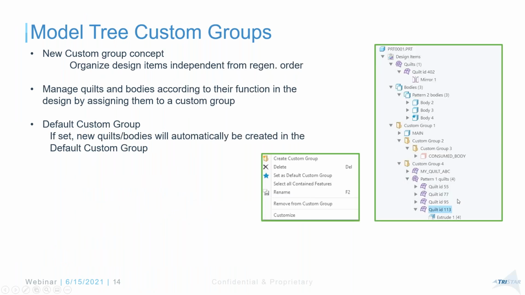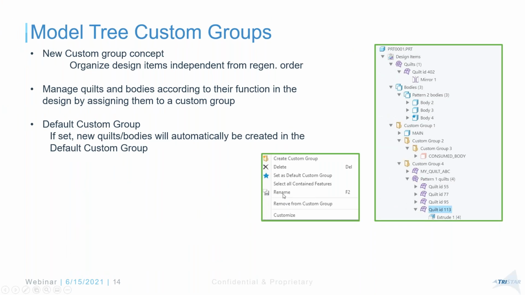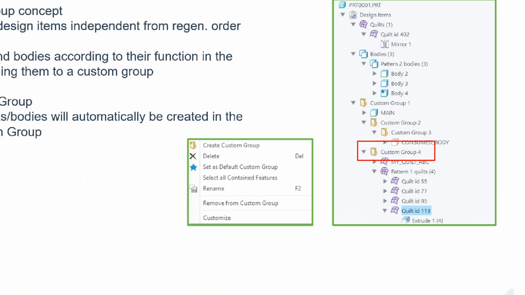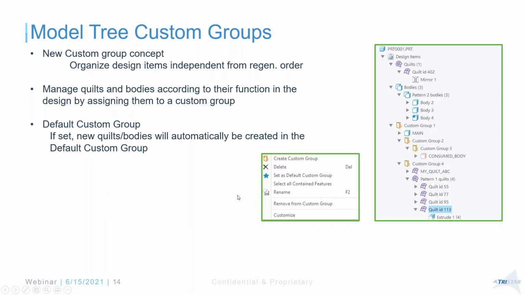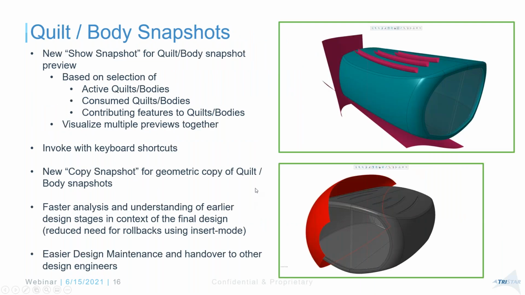Here's an example of the custom group here. I've added some groups and I've included my bodies and quilts into those custom groups. You can even create a group kind of like you would do with a layer and activate a layer. You could create a custom group, activate that, or set that as a default group. So moving forward, any quilts or bodies you create will be automatically associated to that folder, right? So pretty powerful there. And like I said, the best thing is it allows the side-by-side comparison.